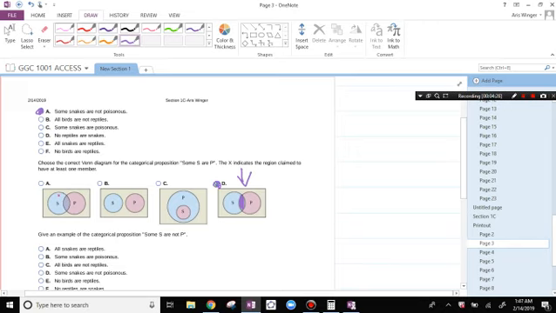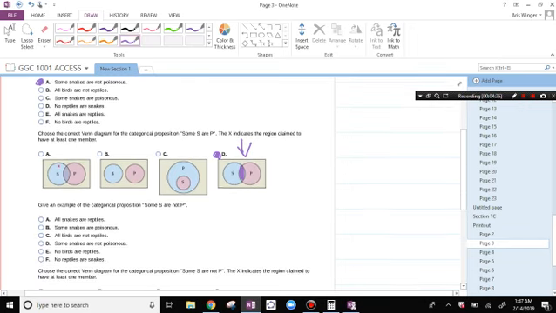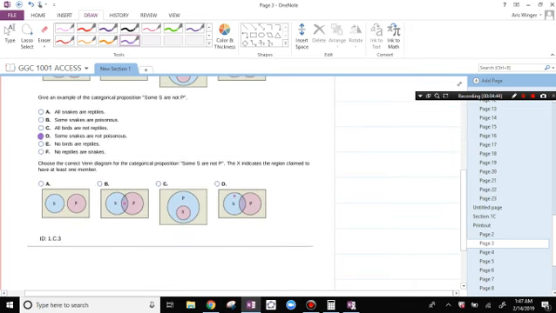Give an example of the categorical proposition some S are not P. I'm liking that some snakes are not poisonous, and some snakes are not poisonous, but it's these. That is also D. Some snakes are not poisonous.